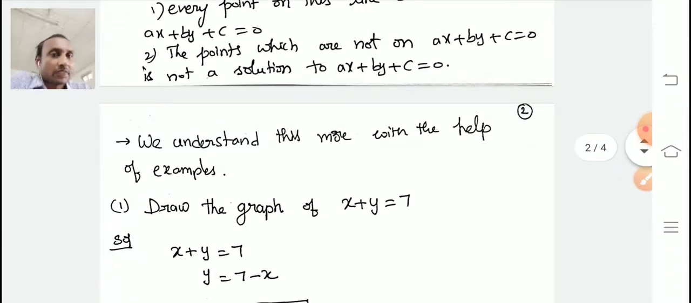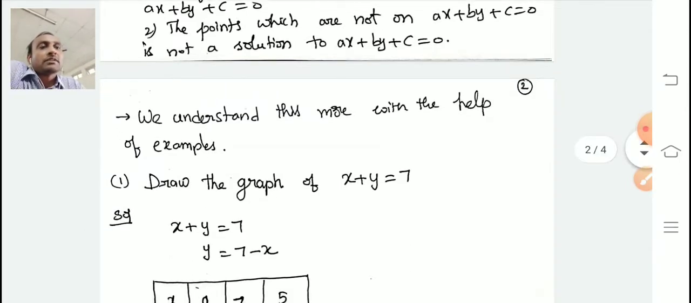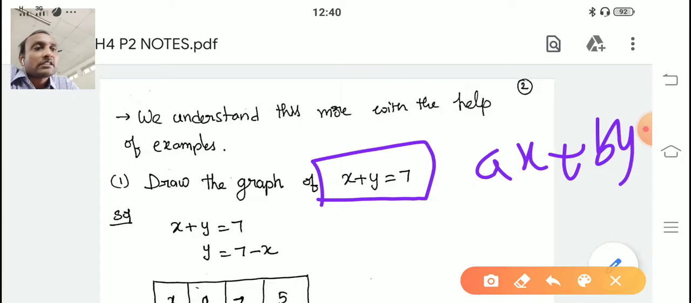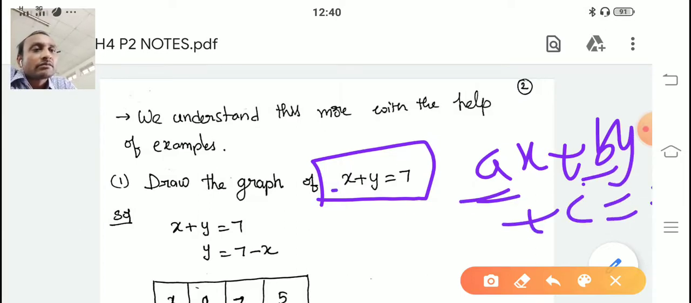Now I am starting to explain examples of these concepts. Draw the graph of x plus y equal to 4. You will have to learn how to draw the graph as well as how it gives a straight line. See here, x plus y equal to 7, that means if you compare with ax plus by plus c equal to 0, the a and b coefficients are both ones.